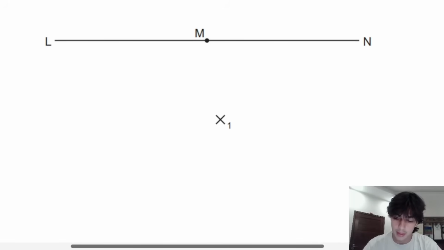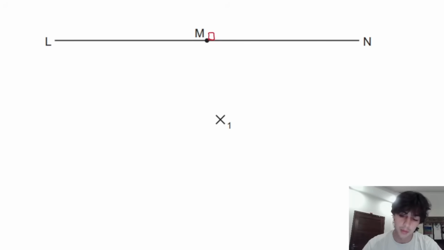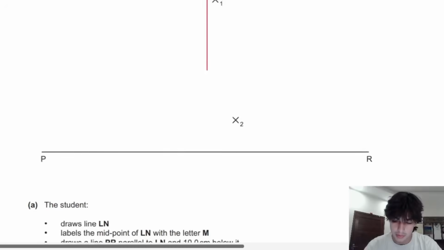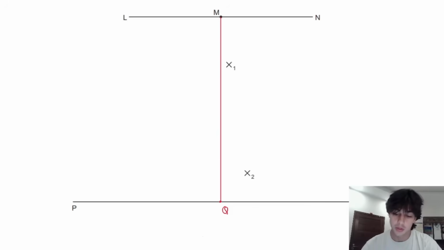So if we have a boundary at M and we are asked to draw a normal at M, perpendicular means 90 degrees, like those 90-degree boxes, and if we were to draw it, it would look something like this. Now we have to extend this down till it reaches PR. So let's just do that real quick. Once we do that, it should look something like this.